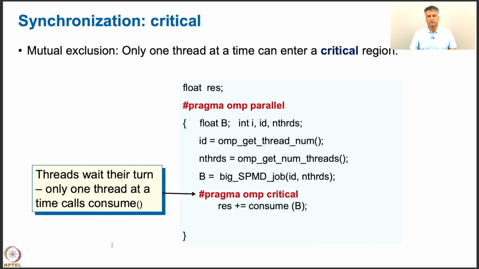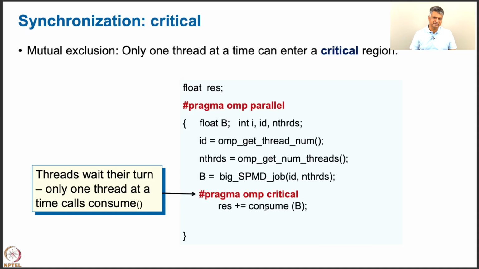You can see that the variable res is common to all the threads, and each of the threads does not have an individual copy of it because it has been declared outside the scope of the parallel section. So when you put in a pragma such as OMP critical and then you have an addition operation over here, what it essentially means is that only one thread at a time can go and call the consume function and then do the addition operation into the variable res.